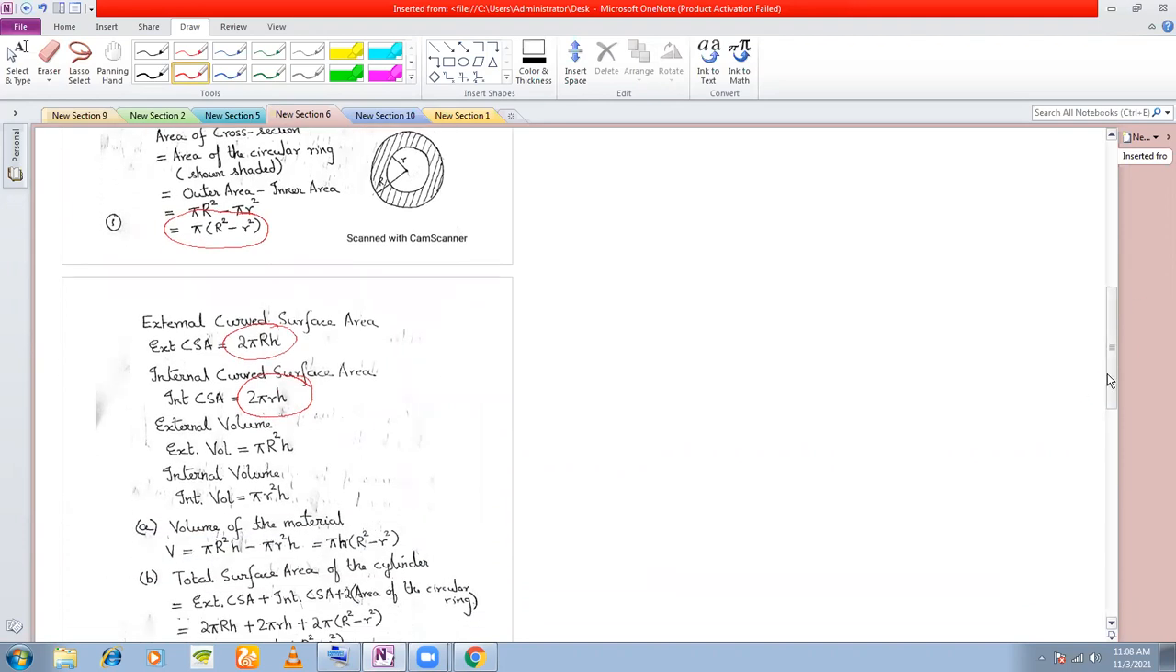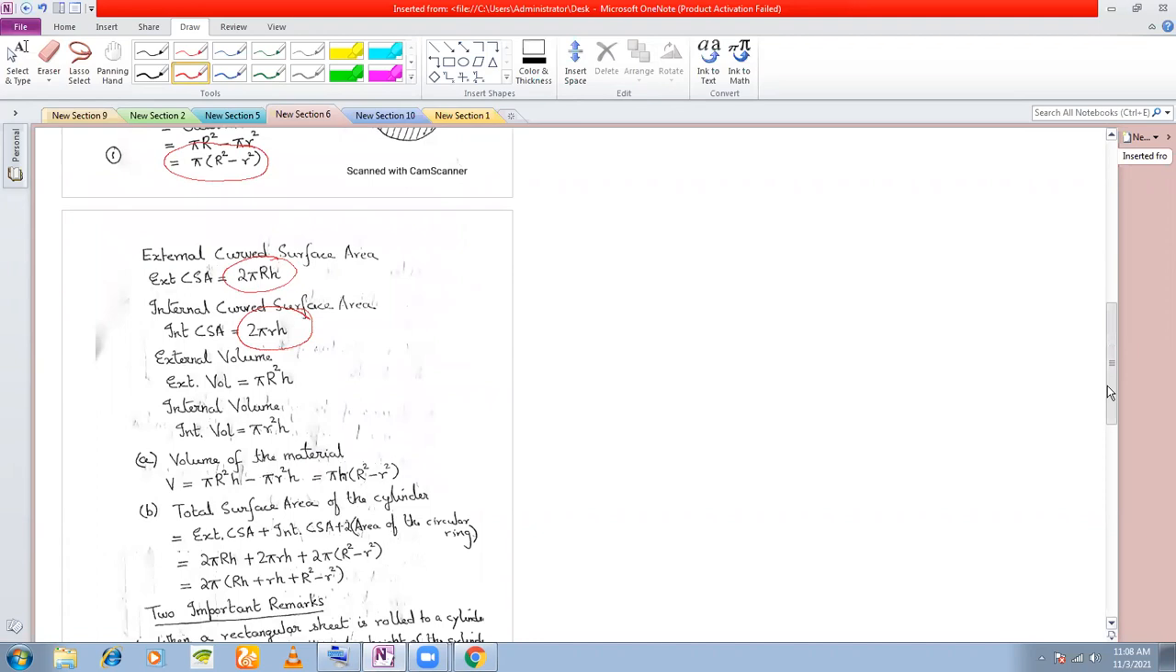Okay. Now, if you want to find out the volume of the material, it is nothing but the volume of the outer cylinder minus the volume of the inner cylinder, right? So outer radius is capital R, so pi R square h minus pi r square h. That is the volume of the material. That is in case of a tin can, that is the volume of the tin. Okay.